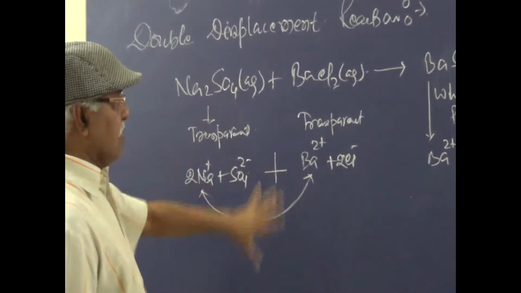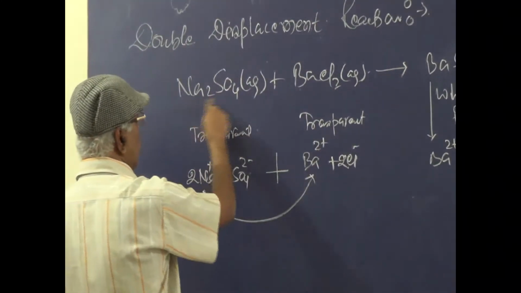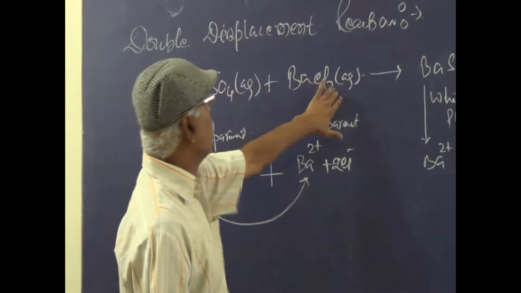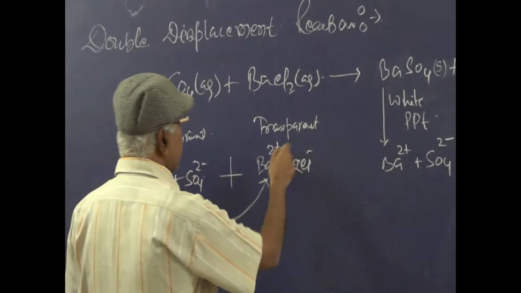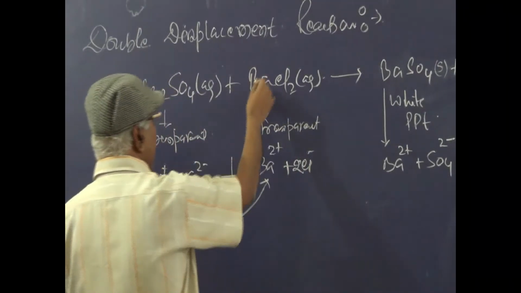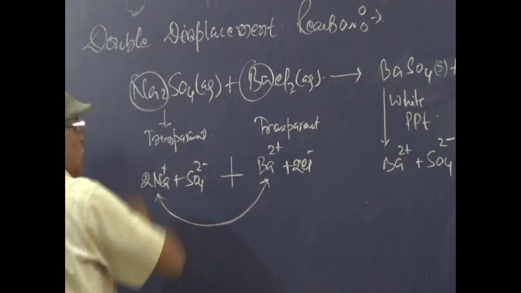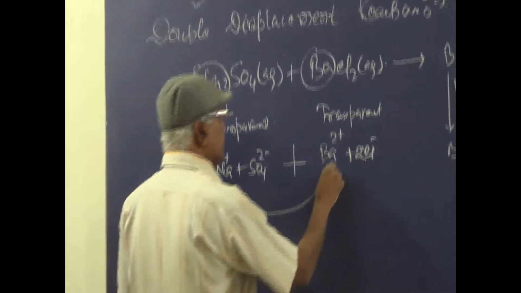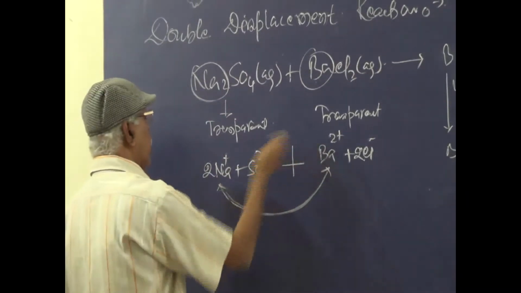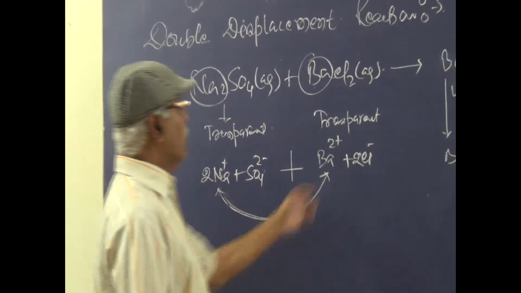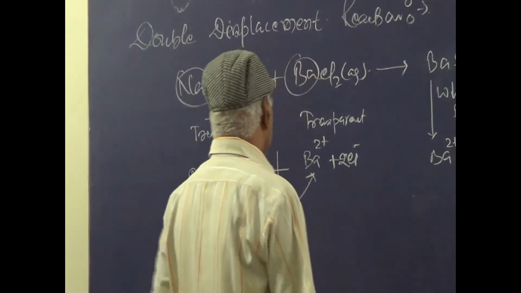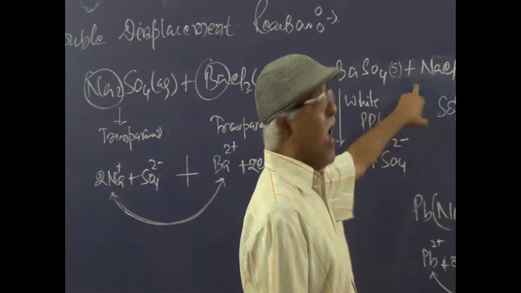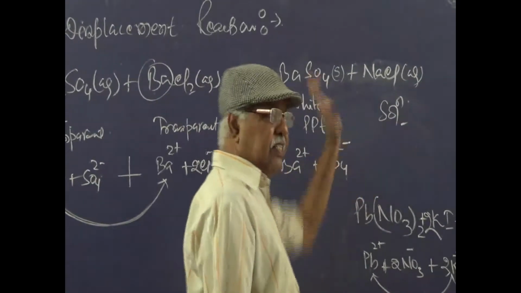How do I say that ion exchange takes place? Sodium sulfate breaks into Na+ and SO4 2- ions. Barium chloride breaks into Ba2+ and 2Cl-. There are two cations, sodium ions and barium ions, and an ion exchange takes place. Barium will occupy the place of sodium and sodium will occupy the place of barium. So barium is in place of sodium, and then you will get barium sulfate and sodium chloride. So there is an exchange of ions.